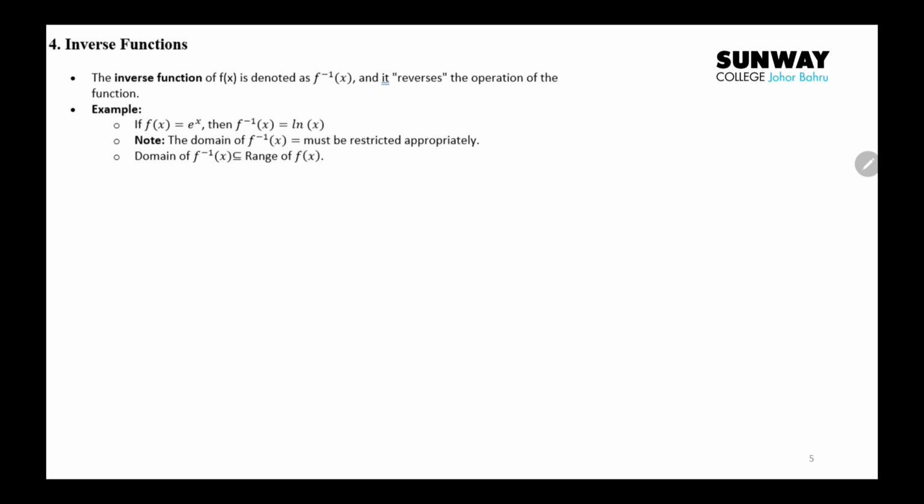Inverse function is denoted as this, where you have f and then superscript -1. It means it reverses the operation of the function. For an example, if f(x) equals e to the power of x, which is an exponential function, its inverse will be ln x.